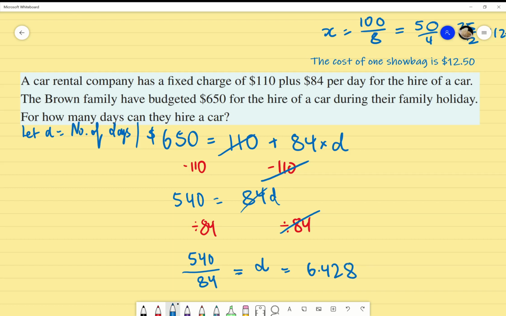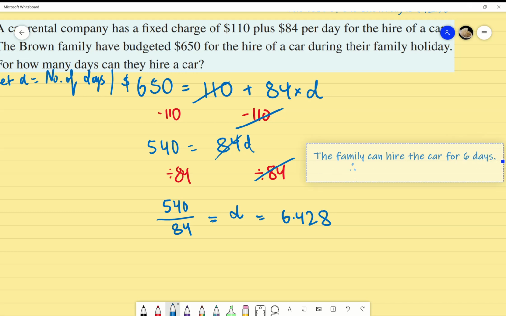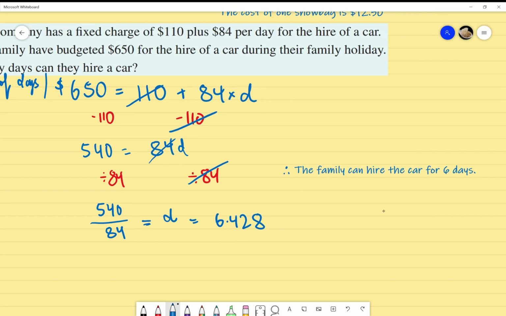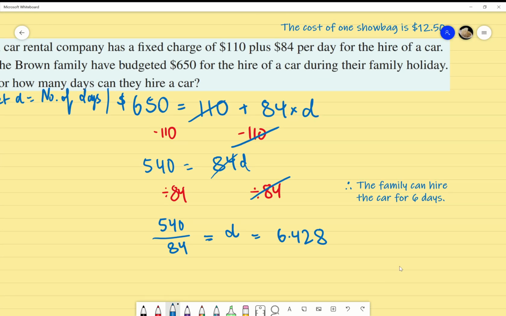Is 6.428 days an option? No? So how many days? 6 days. Therefore, I'm going to write the family can hire the car for 6 days. Lovely. Any questions for me? Pretty straightforward? Awesome.